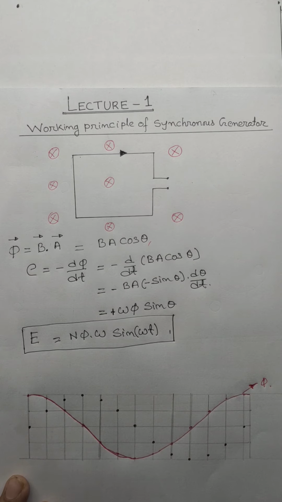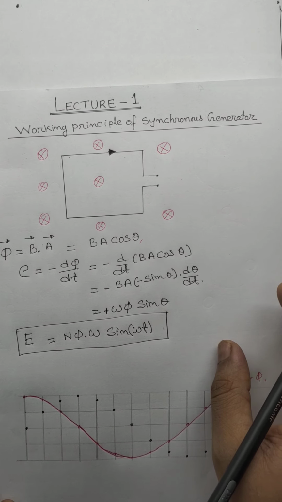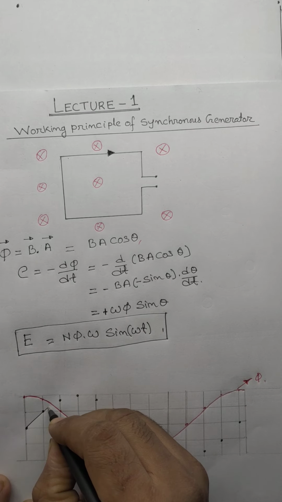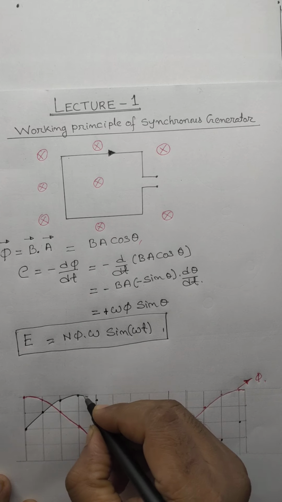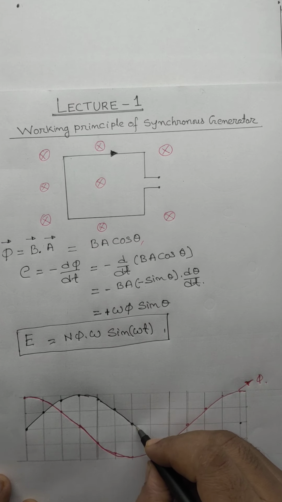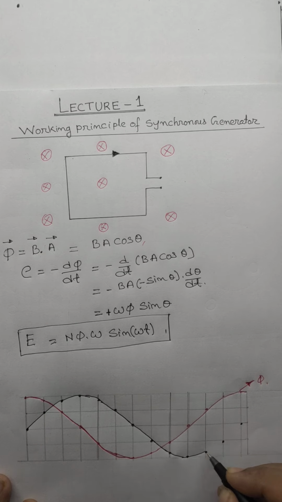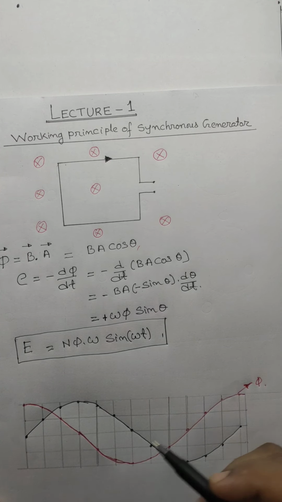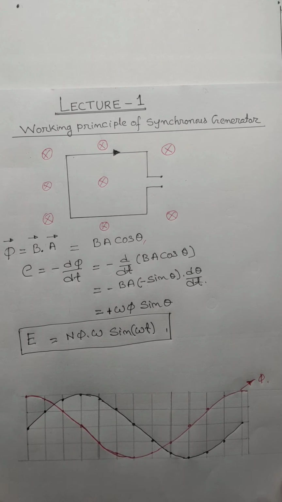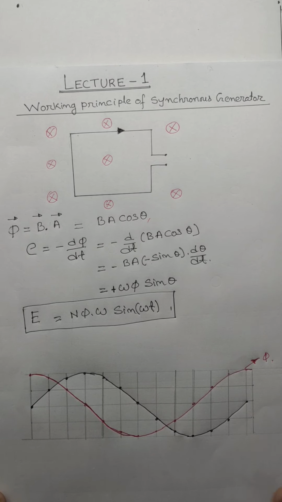Now for this change in flux linkage, there is an induced EMF in the coil, and this is given by n omega phi into sine omega t. From this we understand one thing: the induced EMF lags the flux by 90 degrees, or the flux leads the induced EMF by 90 degrees.